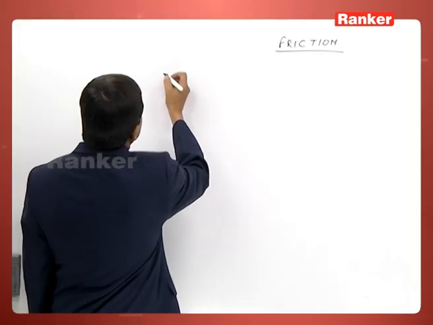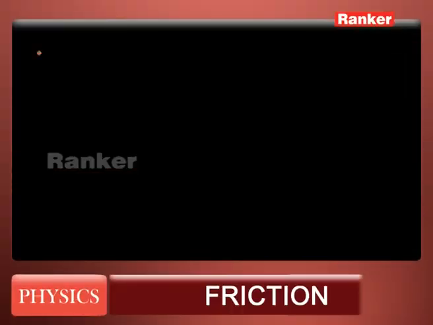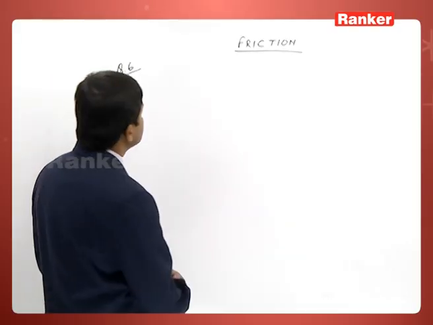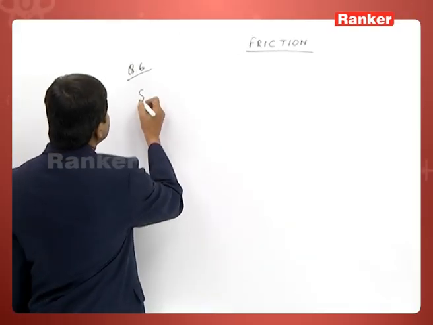Okay, now see question number 6. A body of mass 2 kg lying on ice, which is given a velocity of 6 meter per second, is stopped by a friction force in 5 seconds. Find the coefficient of friction between the block and ice if the value of G is given 10 meter per second square. So see the solution of this.